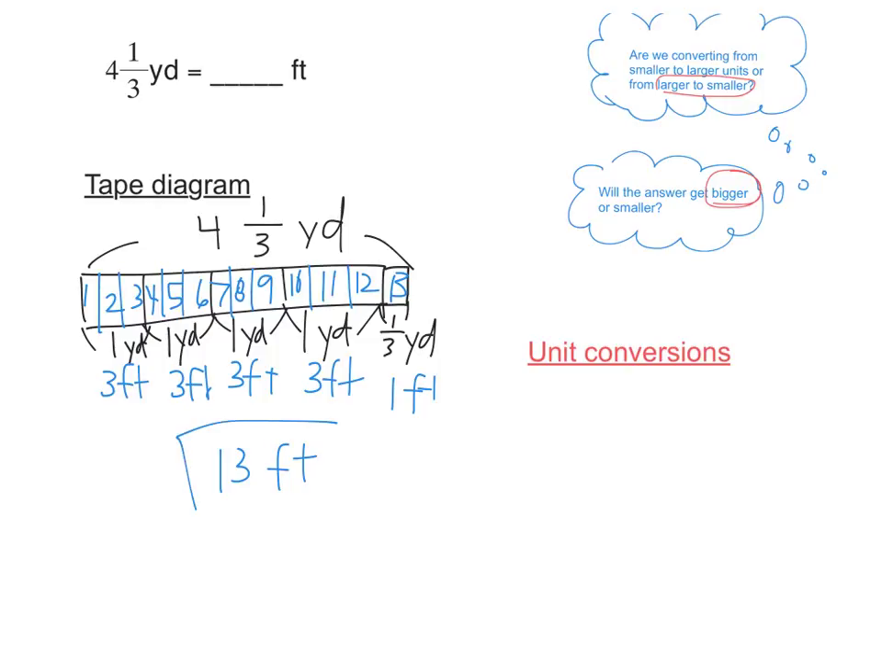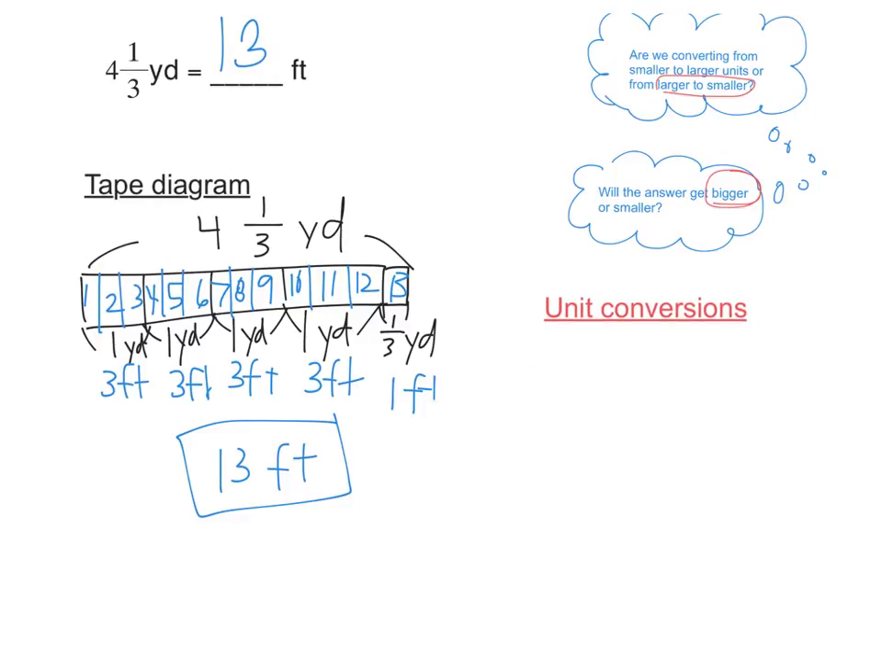Did the answer get bigger as we expected? Yeah, it went from 4 1/3 to 13. The number sure did get bigger. Okay, so there's a tape diagram. Let's try using unit conversions now to see how we can also solve it. So over here, we'll use our method. 4 1/3 yards is equal to 4 1/3 times what? 1 yard. Good. Okay, which is equal to 4 1/3 times 1 yard is equivalent to how many feet? How many? 3 feet. Good.